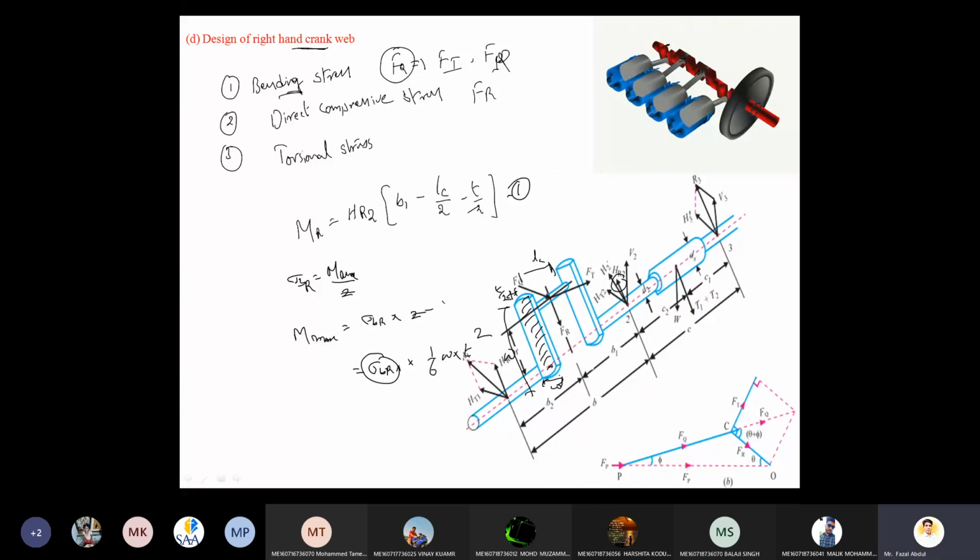Now equating equation number one and equation number two, what will we get? We'll get sigma BR in megapascal. Why are we calculating it? After calculating sigma BR, we are going to compare it with the permissible limit value. So we are going to check whether the values we proposed previously are within the safe limit or not.